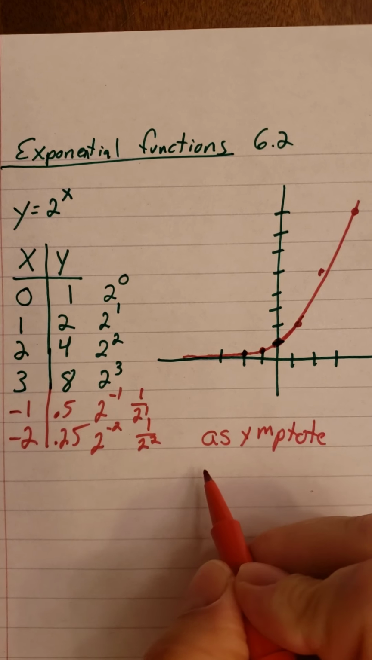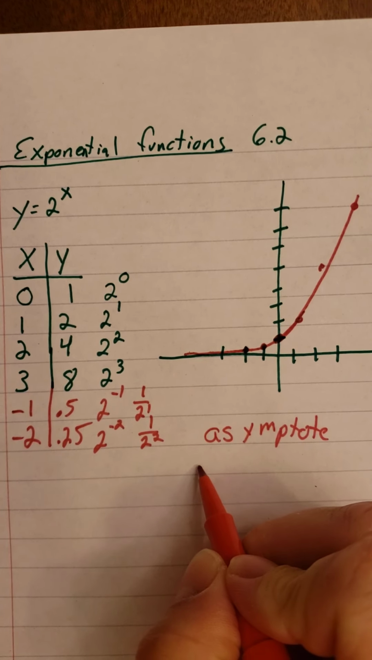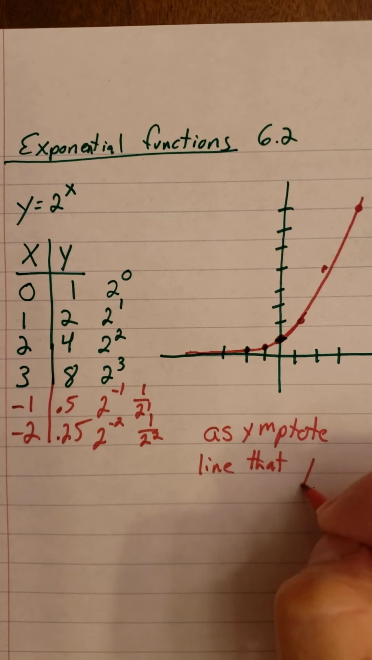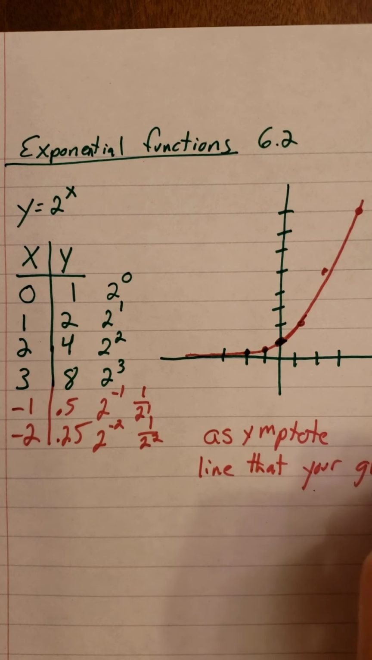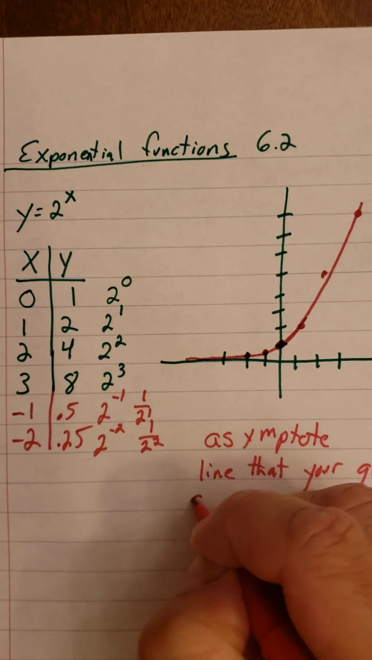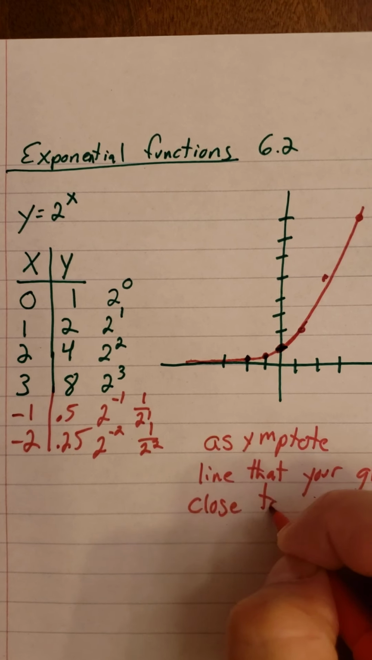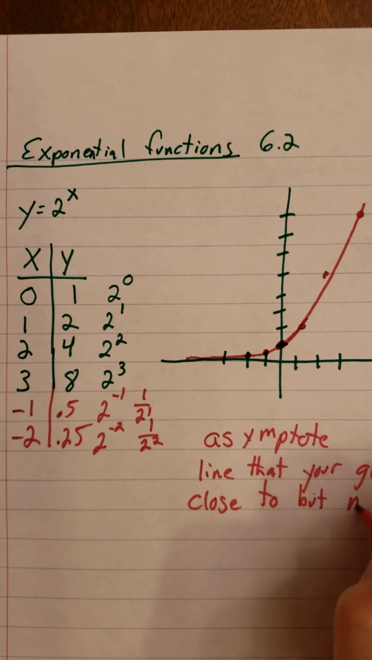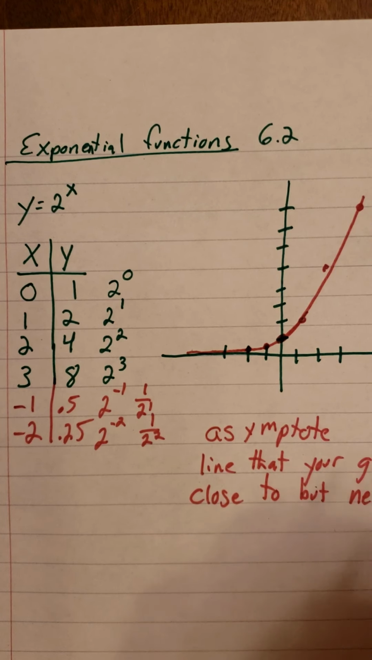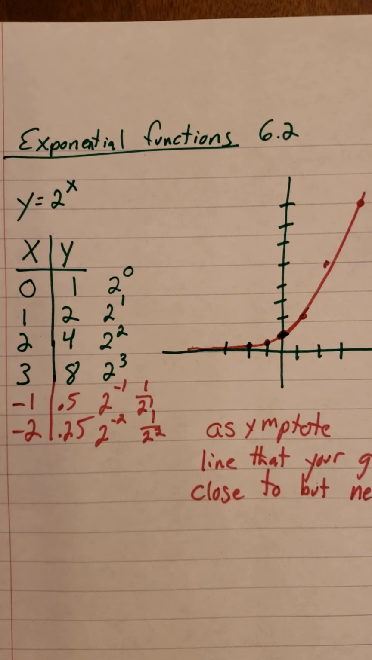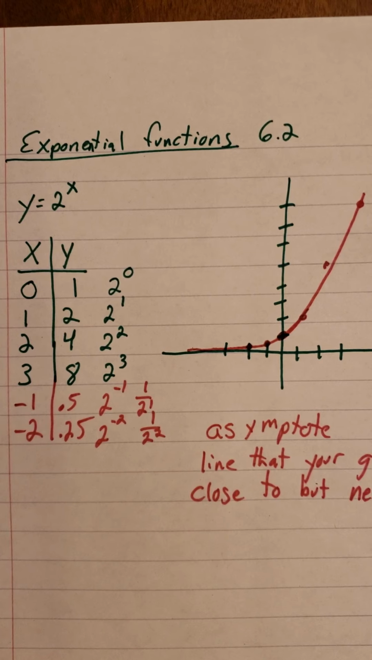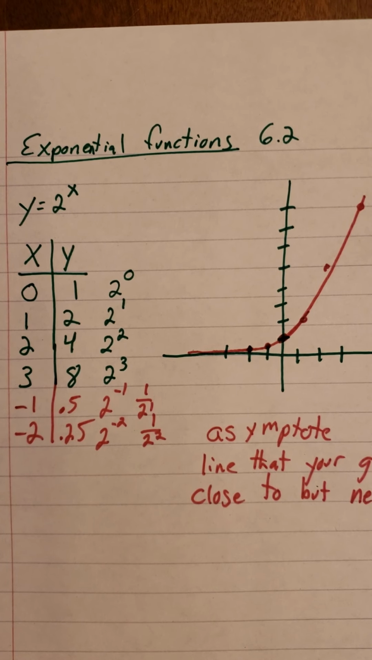What it is, it's a place on the graph or a line. So an asymptote is going to be a line on your graph, and different graphs have asymptotes that go vertically. Ours, in this case, goes horizontally. Some of them even go diagonally.